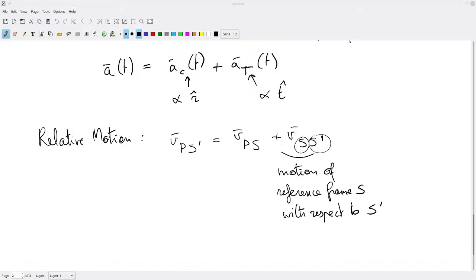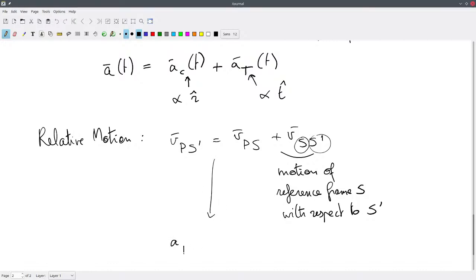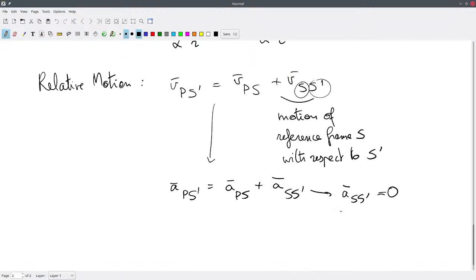And this is going to be something we're going to have to use a lot, and of course we can describe it in accelerations. A_PS prime is A_PS plus A_SS prime. But as I said, in most of our cases, or all of our cases, we're going to use A_SS prime equal to 0 for constant velocities V_SS prime, which is the situation that we're going to consider.